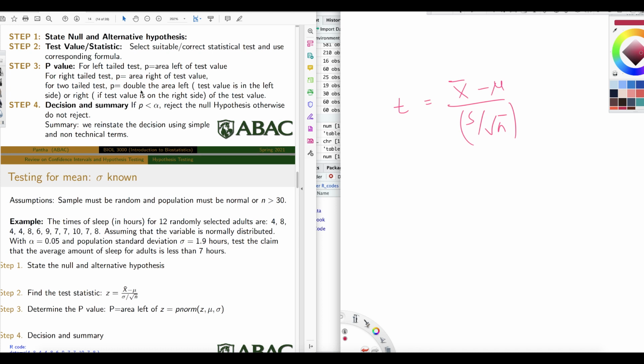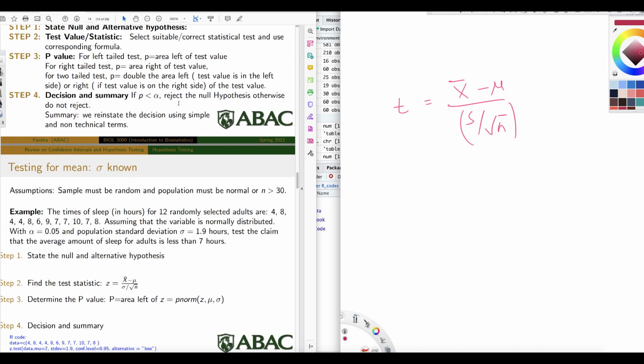How do we decide whether it is left or right? If the test value is in the left, or negative, then we do 2 times the p norm, okay? If the test value is positive, then we do 2 times 1 minus p norm. That's what you do, okay? Find the right area and then multiply by 2.